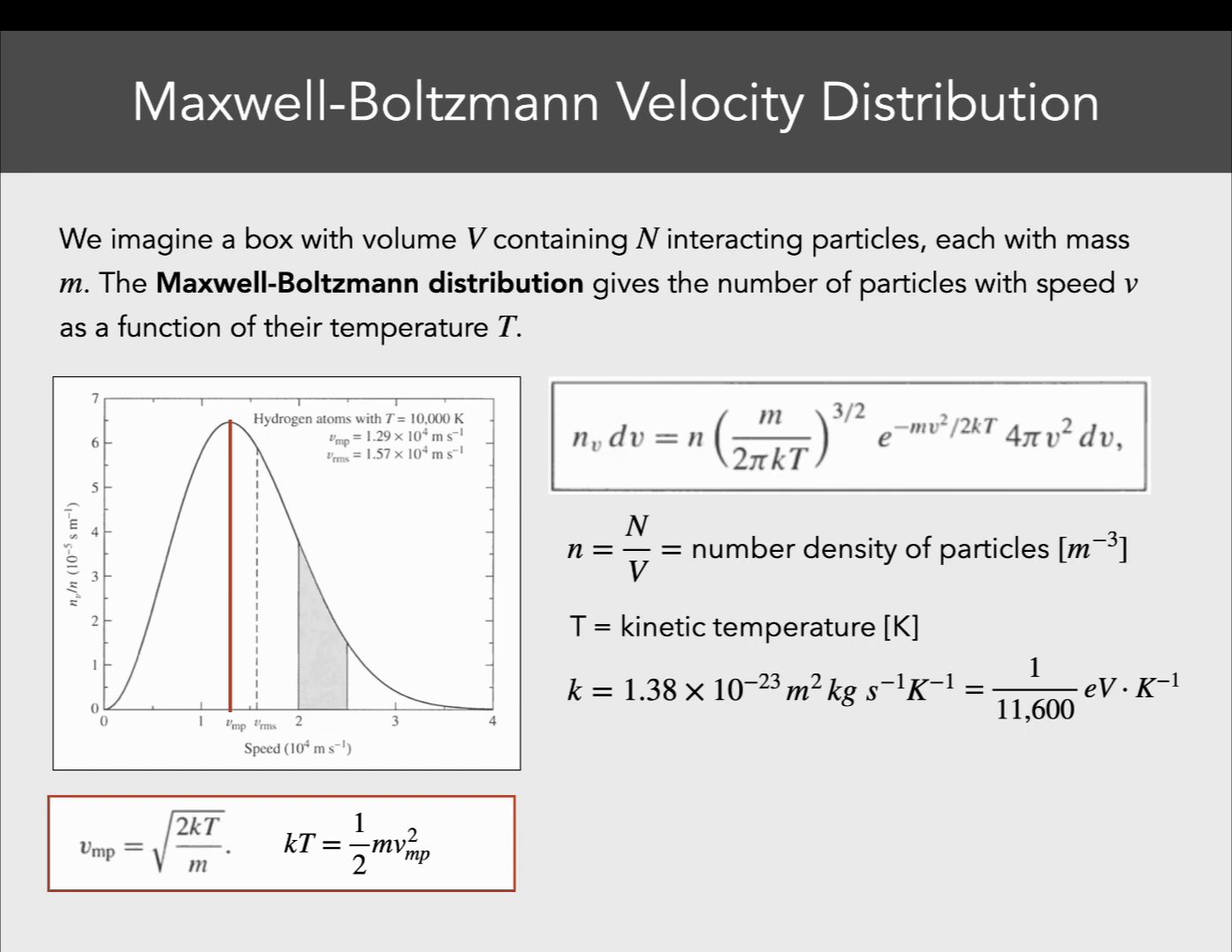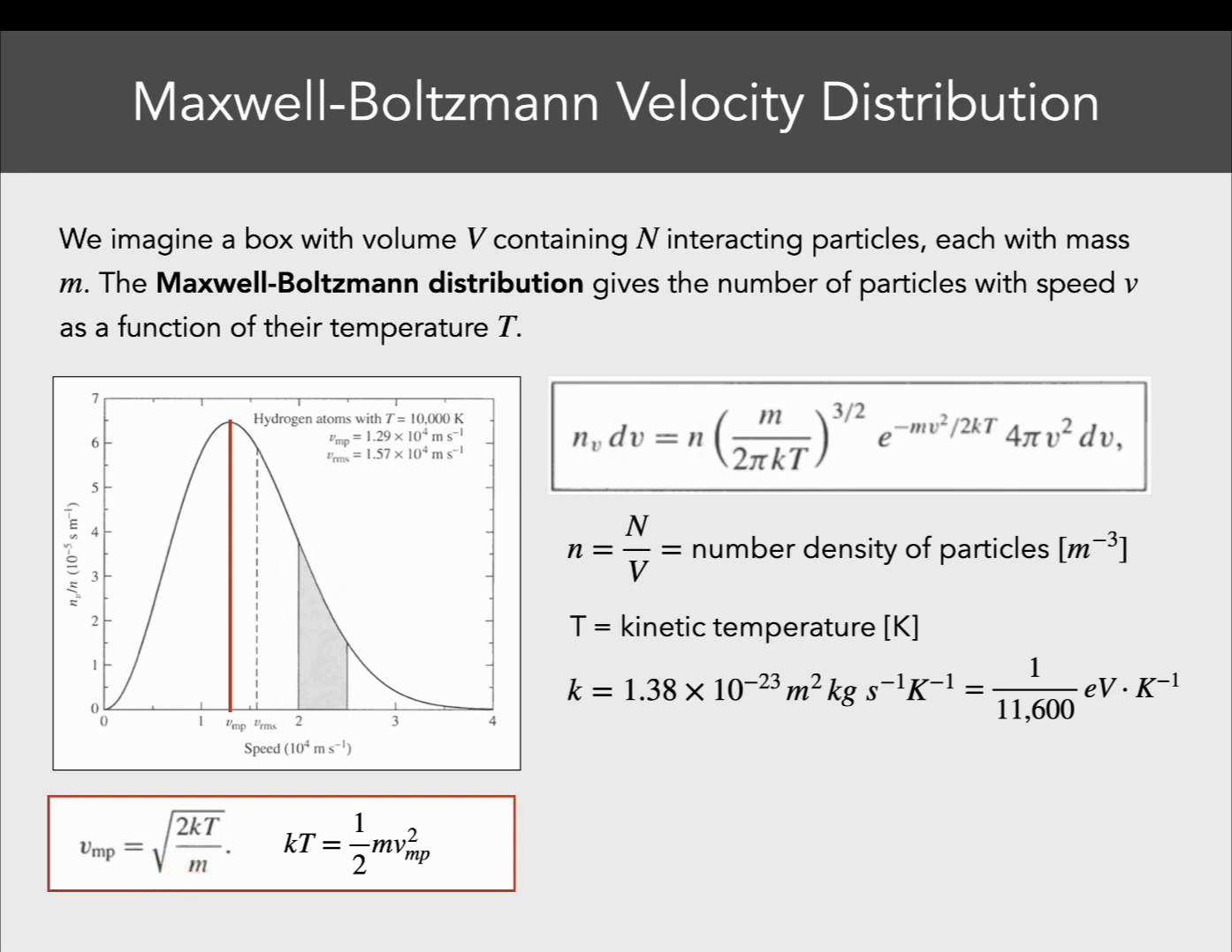There are two common ways of characterizing a typical velocity of a particle in this distribution. The first is the most probable velocity, which is the velocity associated with the peak of this distribution. At the very top, draw a line down, that's the most probable velocity. You can show, by taking the derivative of this expression with respect to velocity and setting that equal to 0, because that's where the top is defined, that the most probable velocity is the square root of 2kT over m.